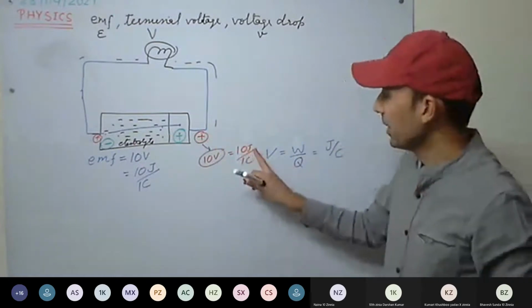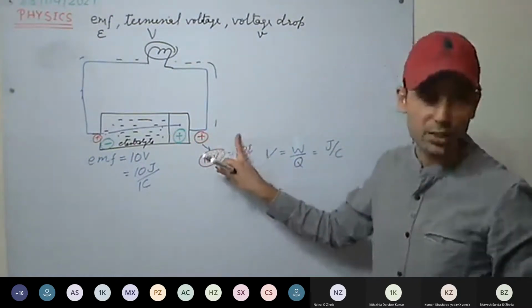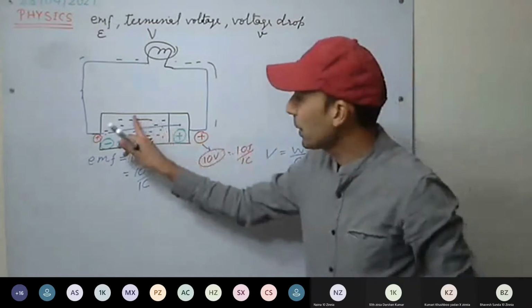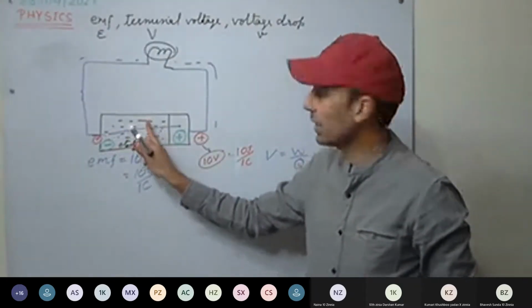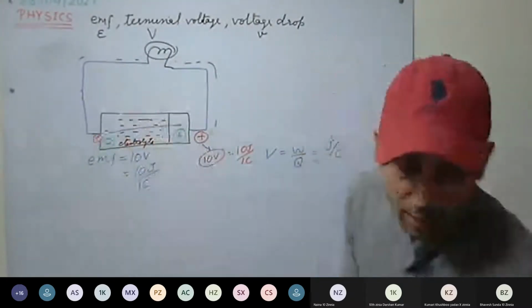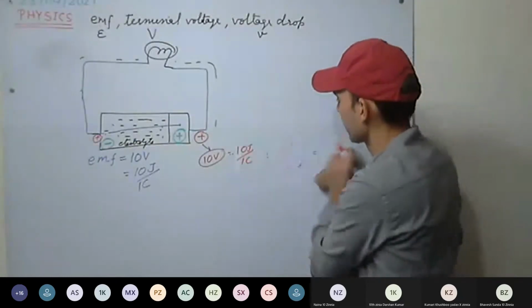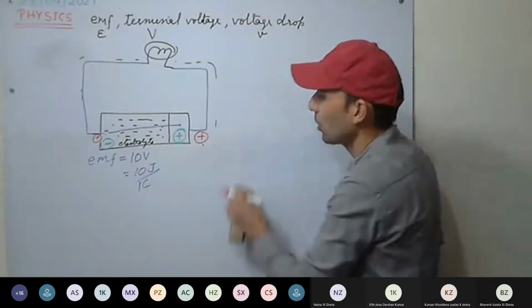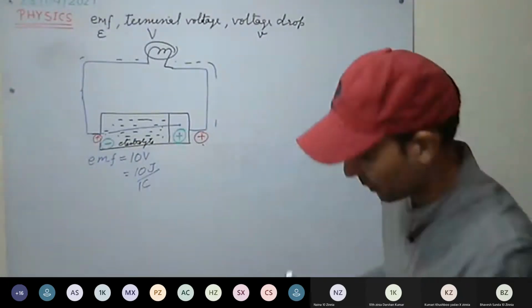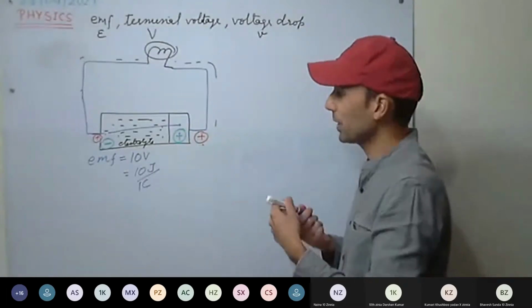But in reality, it doesn't have this much energy. Why? Because some energy gets wasted here. How? How does the energy get wasted here? So see here what is happening.